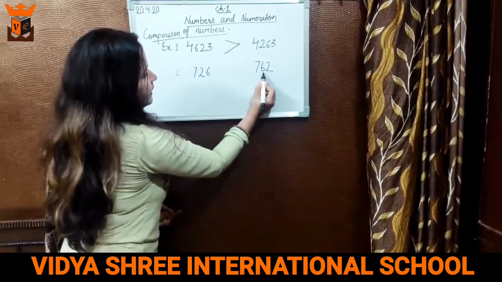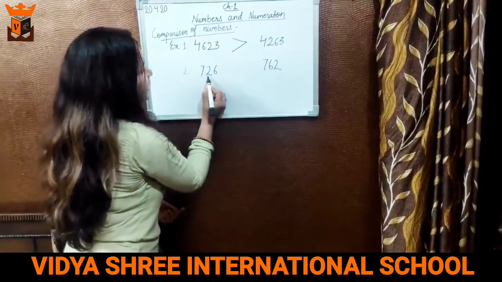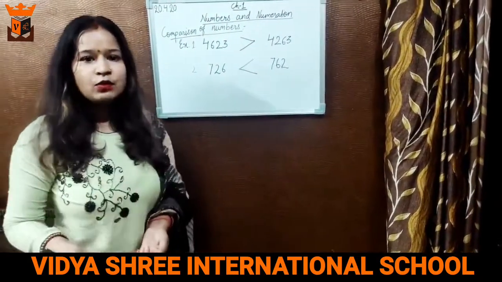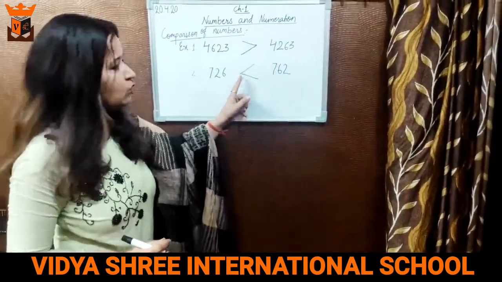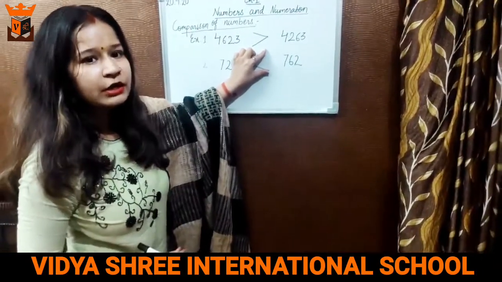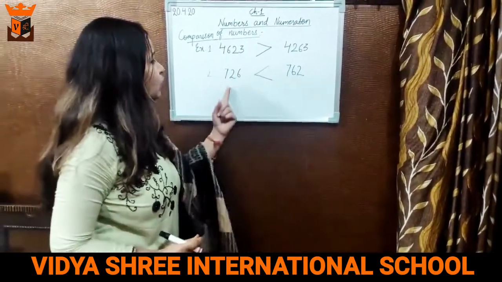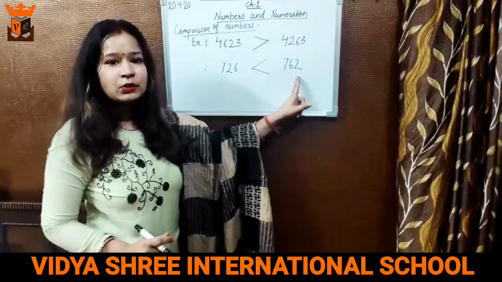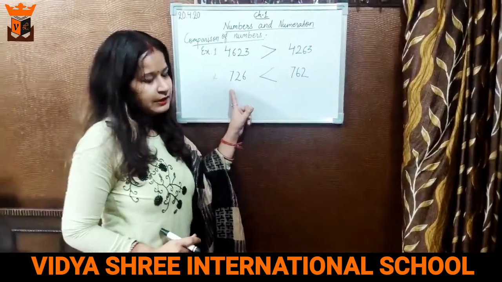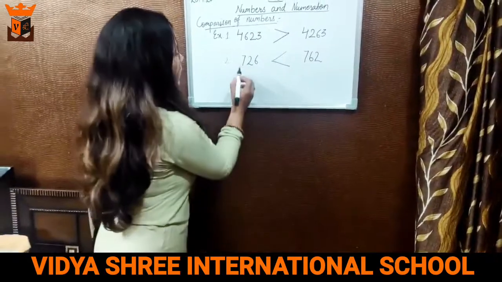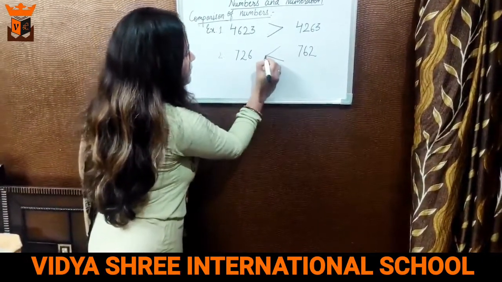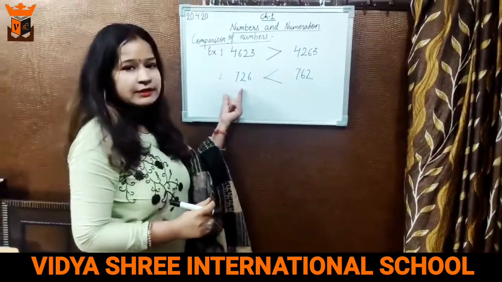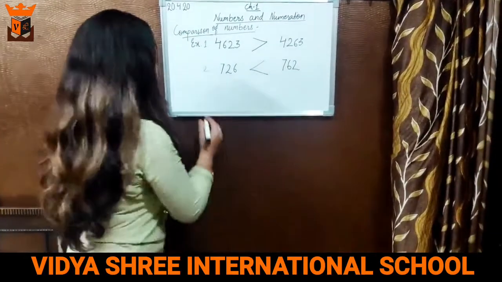So when we compare 2 and 6, we always know that 6 is bigger than 2. So we will put here the sign like this. As I told you before, this dot depicts the smaller value and this open head depicts the greater value. Between 726 and 762, 762 is greater than 726. And when we read it, we will read it like 726 is smaller than 762, because here 726 is smaller and 762 is bigger.